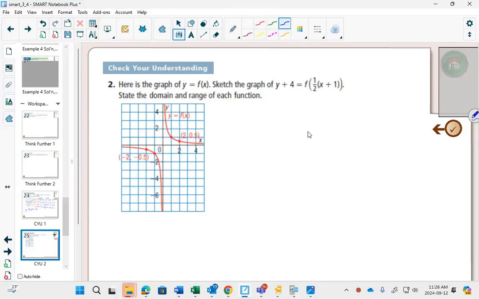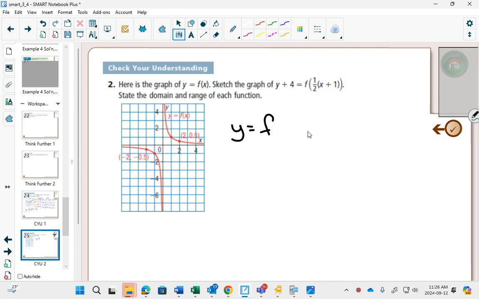Here's the graph of f of x, and we want to sketch the graph of y plus 4 equals f of 1/2 x plus 1. For me personally, I would start by rewriting this with everything on one side. I like that better.